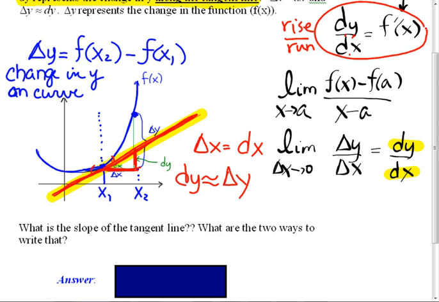Approximately, dy is this length right here. It's approximately, not equal. This means approximately. Pretty close, because what if I make delta x really tiny? What's the difference between the blue line and the red curve here? Not much. I'm going to use it to make approximations. When they say estimate, that's usually what they're talking about.